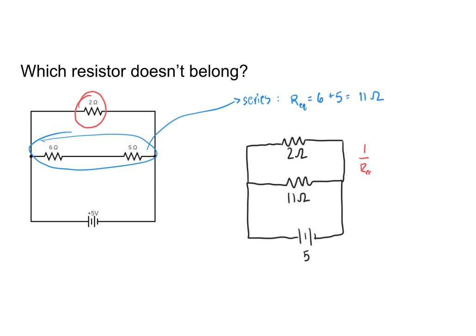1 over Req equals 1 over 2 plus 1 over 11. And I'm going to show you a slightly different method for solving this question than I did in the parallel circuits video. Instead of finding a common denominator and adding my fractions like fractions, I'm going to go ahead and turn them into decimals. So instead of 1/2, I can write 0.5. And instead of 1/11, I can write 0.091.